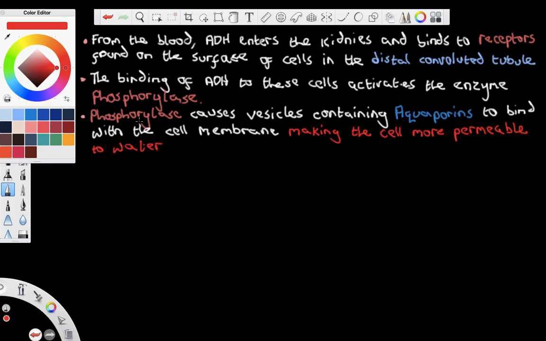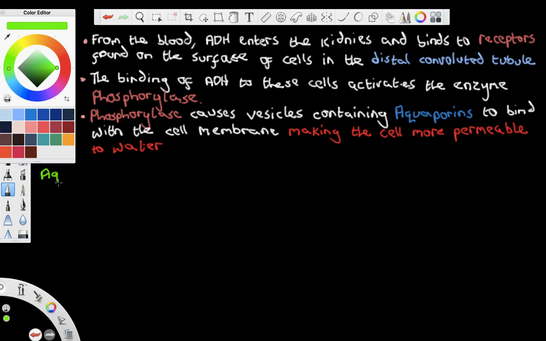Okay? So ADH, once it's in the blood, it enters the kidneys and it binds to receptors on the distal convoluted tubules. When it binds to these receptors, an enzyme known as phosphorylase is activated, which causes vesicles containing aquaporins to bind with the cell membrane of the cells in the distal convoluted tubules. This makes them more permeable to water. Now, aquaporins is an important definition, so it's worth us defining that as a key word.